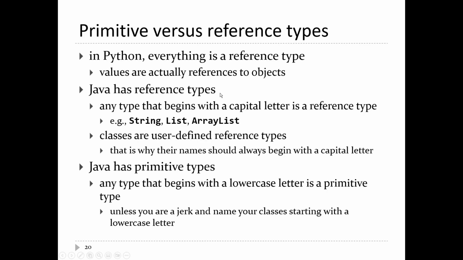Java also has these reference types. So any type that begins with a capital letter, most programmers will assume is a reference type, right? So the type big S String is a reference type. The type big L List is a reference type. The type big A ArrayList is a reference type.